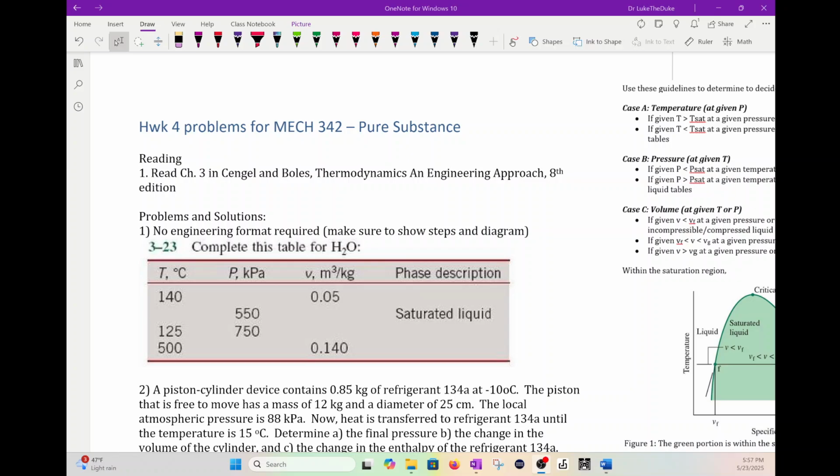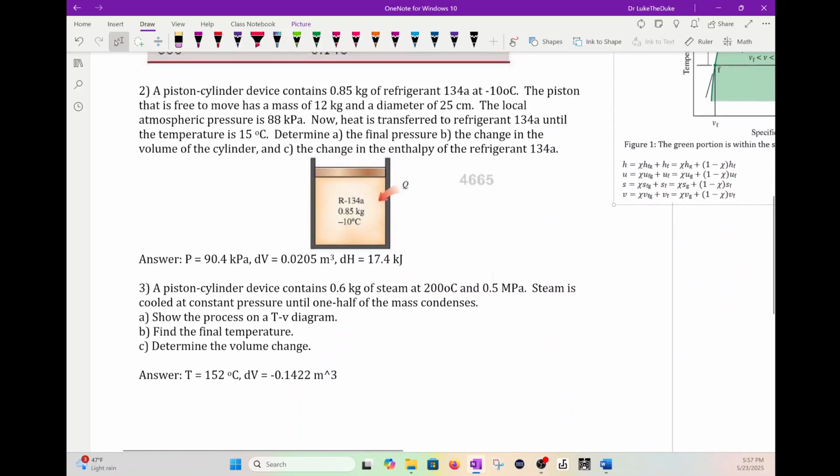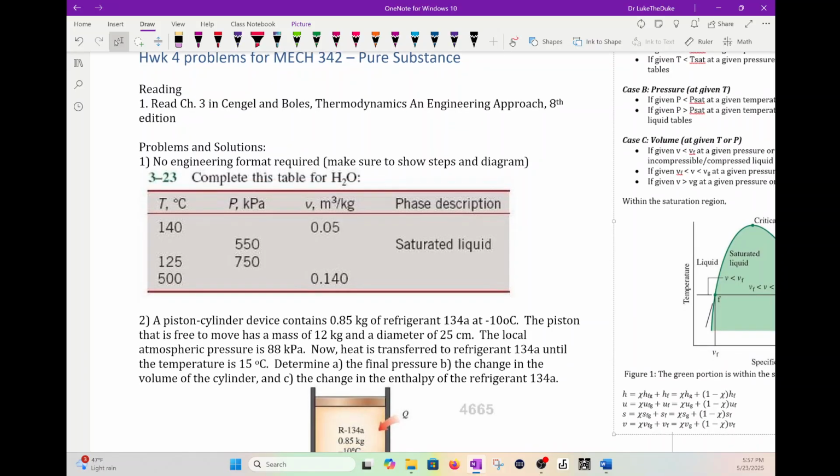All right, let's take a look at homework 4. So homework 4, you have 3 problems. One is a table that I want you to fill in, but I do want you to show work. So show the vapor dome and explain to me why you think it's in a certain region. And then fill in the table.